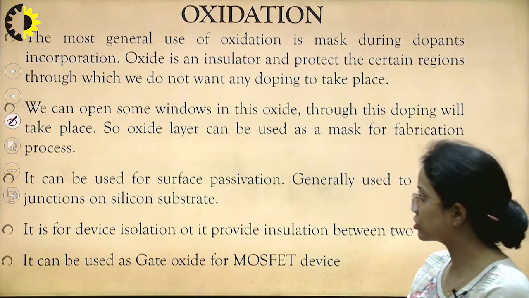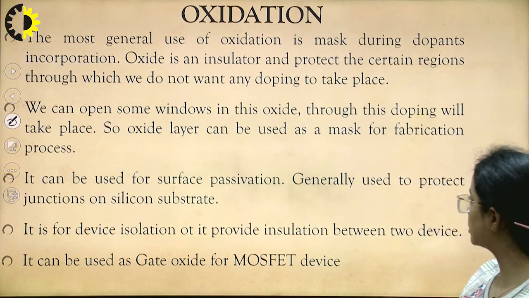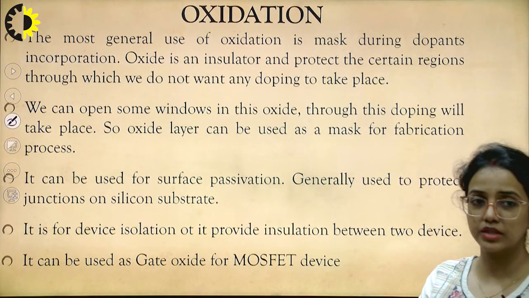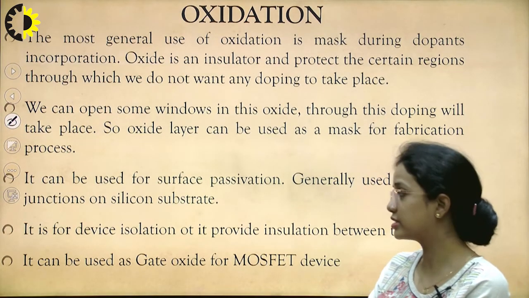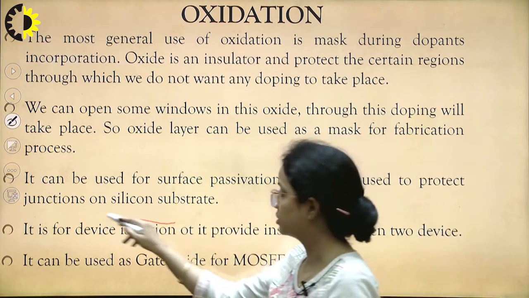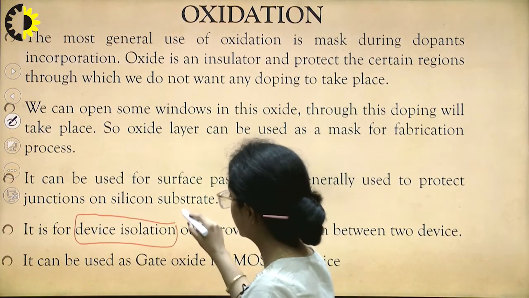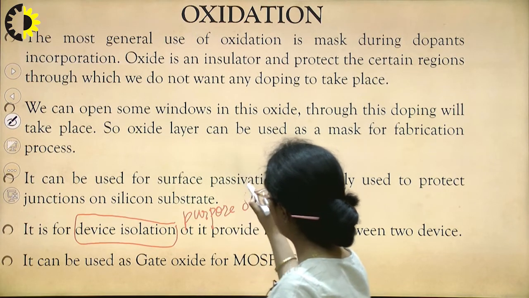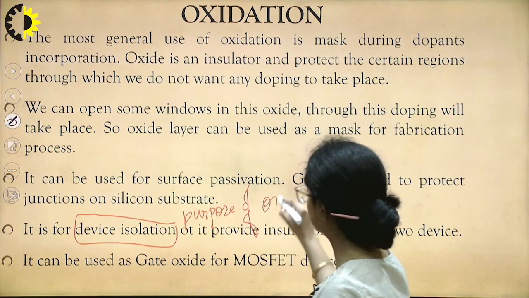It can be used for surface passivation, generally used to protect junctions on the silicon substrate. It is also used for device isolation. This is the major purpose of oxidation.